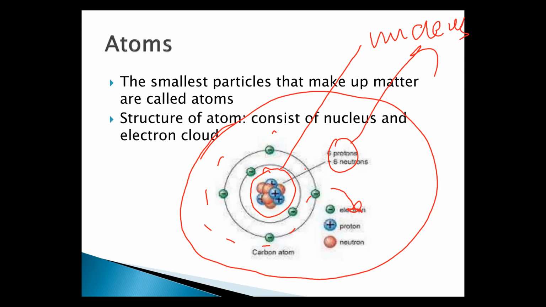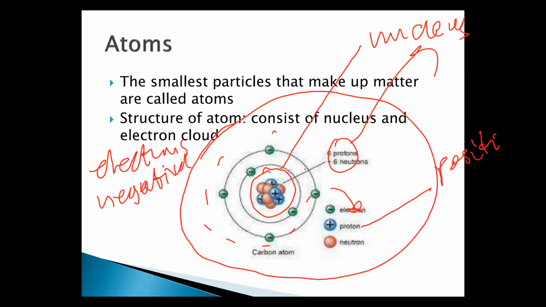To top it up, you must know that electrons are negatively charged, right? And then the protons are positively charged. And then the neutrons have no charge, zero charge. They are neutral. Hence the name, they are called what? Neutrons, right?